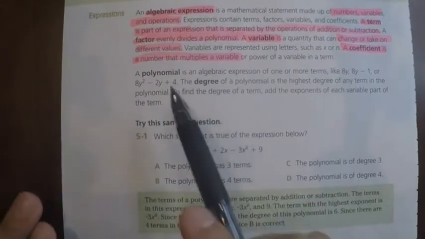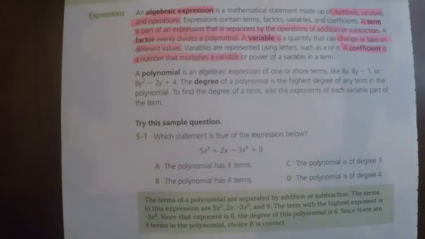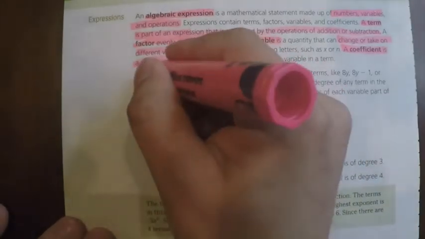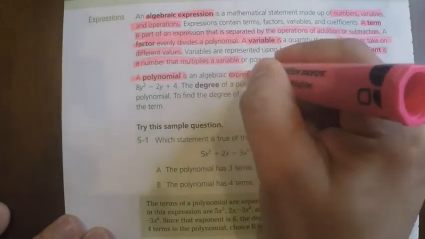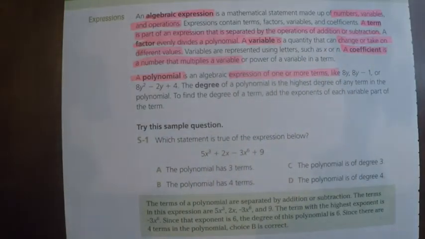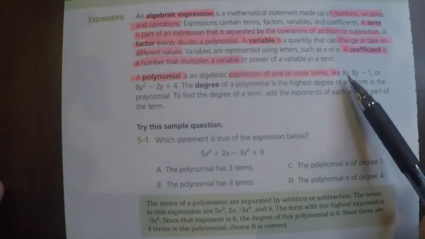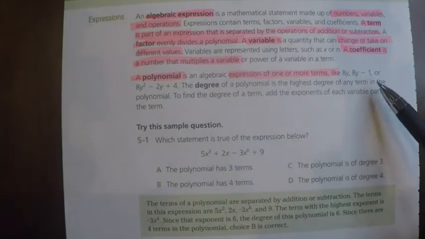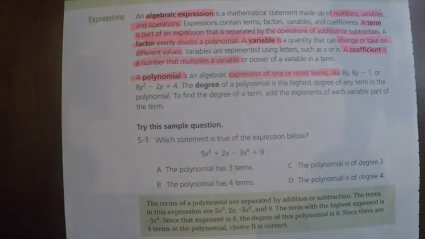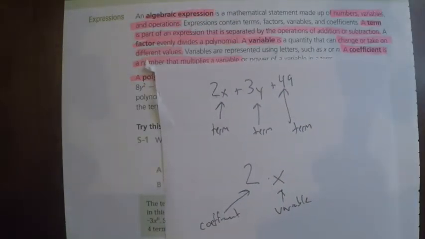Next, it says a polynomial is an algebraic expression of one or more like terms. So polynomial expression, one or more terms. One example here is 8y. Another example is 8y minus 1. Another example is 8y squared minus 2y plus 4. Those are all examples of polynomials, right? This example that I had written earlier, 2x plus 3y plus 49, is also an example of a polynomial, right? Poly means many, so it's made up of many terms.